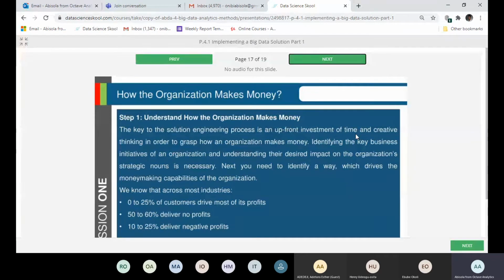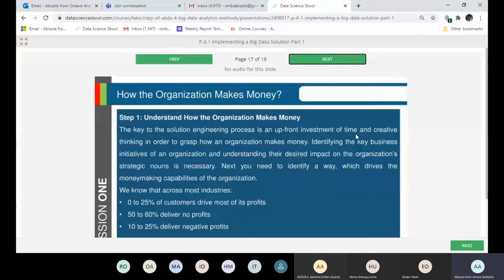So you have to understand the key specific nouns within your organization, the strategic nouns within the organization. Who are these people that are very key to making money within this organization? You have to check them. Are they the employees? Is it the product, the kind of product they sell? Is it the customers?